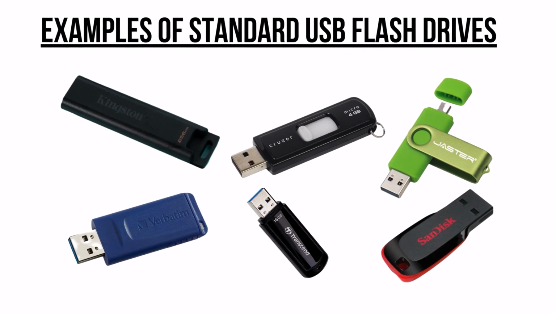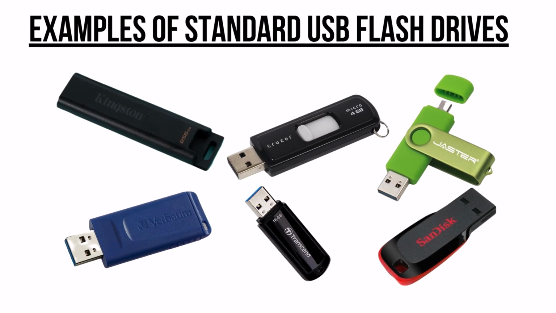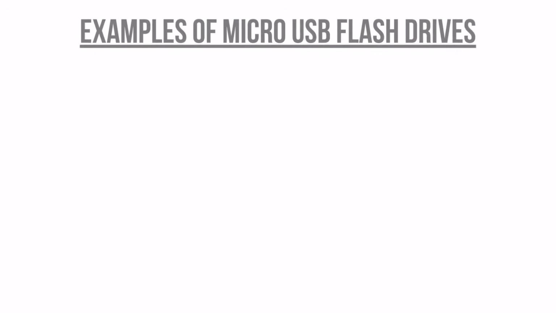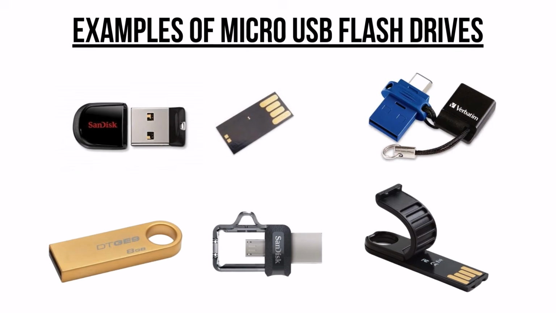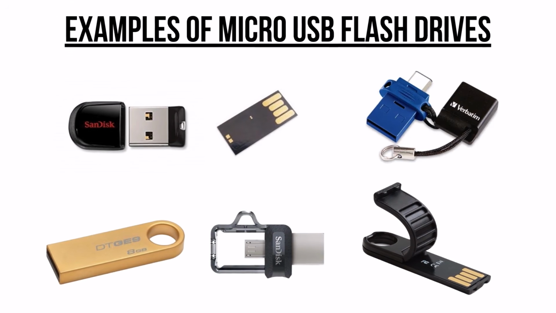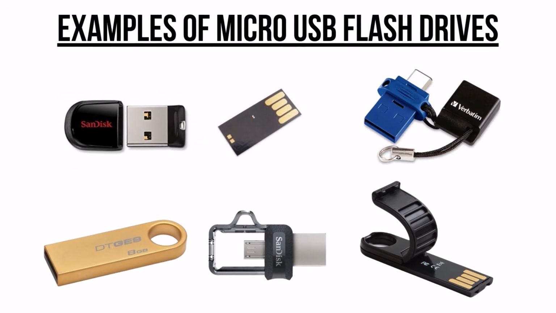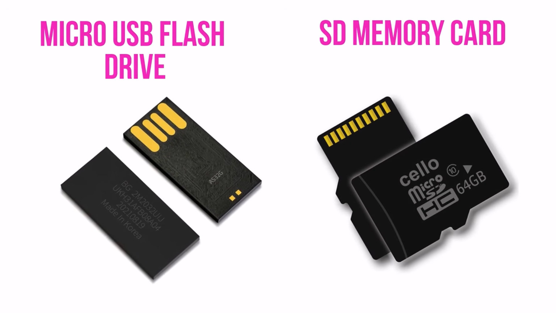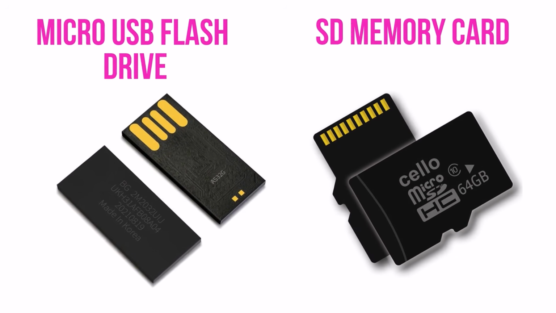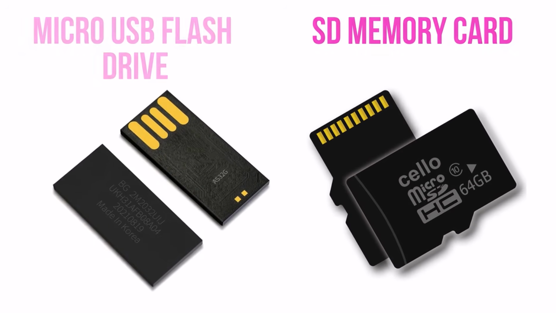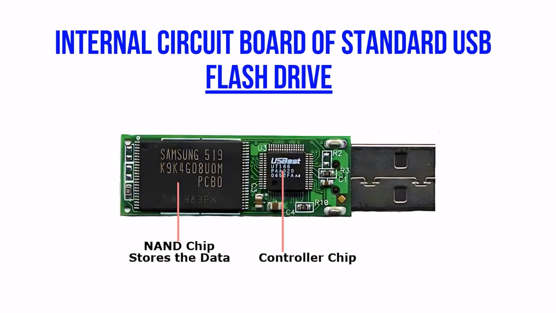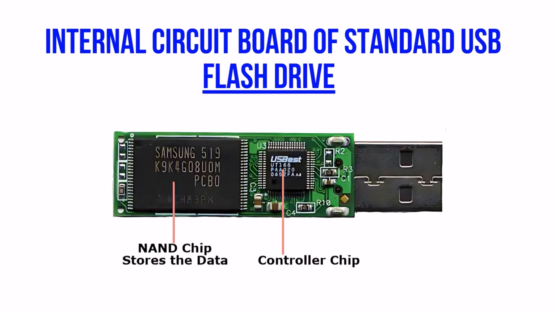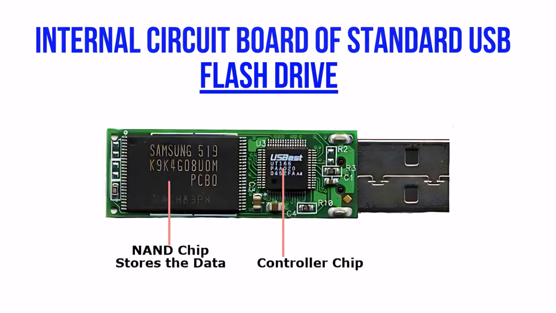These are examples of standard USB flash drives. Examples of micro USB flash drives. The reason why this approach is not applicable to a micro USB flash drive is because micro USB flash drives and memory cards have a single or integrated controller chip for the USB controller and the storage chip. Unlike the standard USB flash drive, which has two separate chips, that is the controller chip and the storage chip.